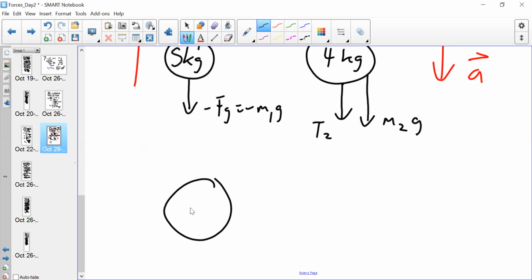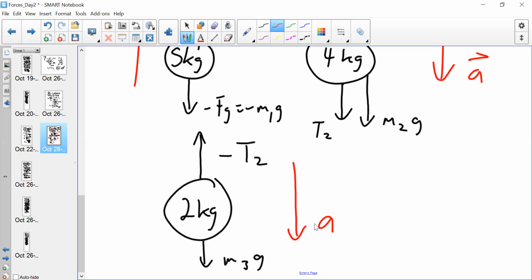So we have the 2 kilogram mass, which has a tension by the second string. And since it goes opposite the acceleration, it's going to be negative T2. And then this force down here, the weight of the 2 kilogram mass, I'm just going to call M3G for the third mass. And he's also moving downward. The acceleration is downward with respect to the 2 kilogram mass as well. So therefore we have M3G, which is positive, which moves in the same direction as the acceleration of the system. And T2 is opposite the acceleration of the system. That's why it's negative.